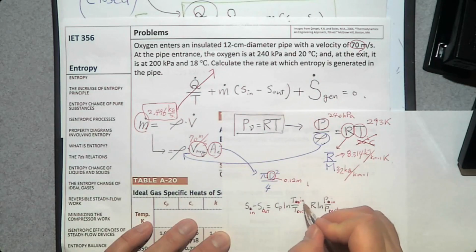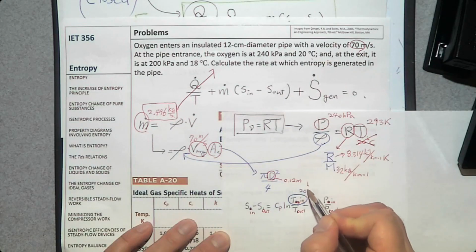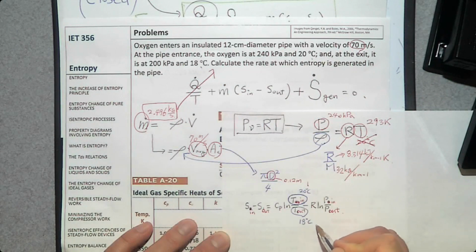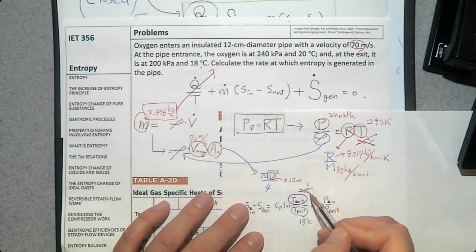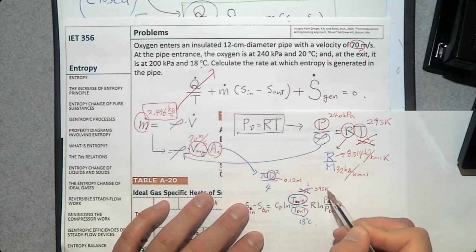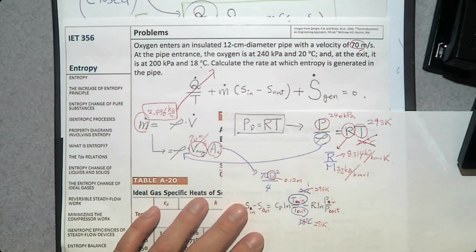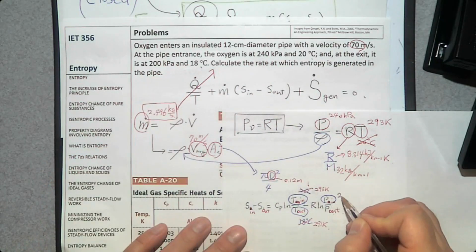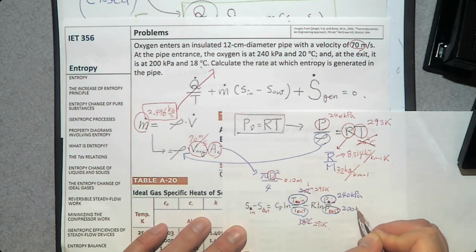Then what is the inlet temperature? 20. What is the exit temperature? 18. Do not use degrees Celsius. It's going to be 293 Kelvin, and this one is going to be 291 Kelvin. You knew that, right? The inlet pressure is 240 kilopascal. The exit pressure is 200 kilopascal.